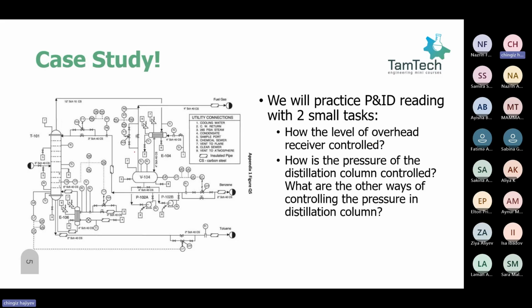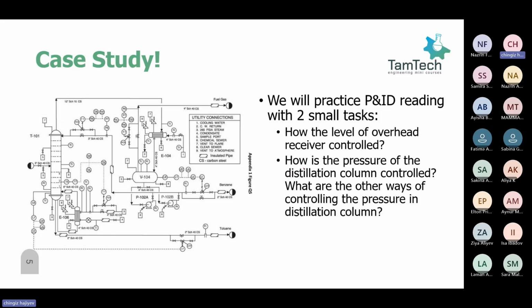First, by reading this P&ID, now we will assess your P&ID reading skills. By reading this P&ID, can you tell me how the level of the overhead receiver is controlled? That is your first task. You can type in the chat and I may read, and then we can discuss. I will give you some time for that.